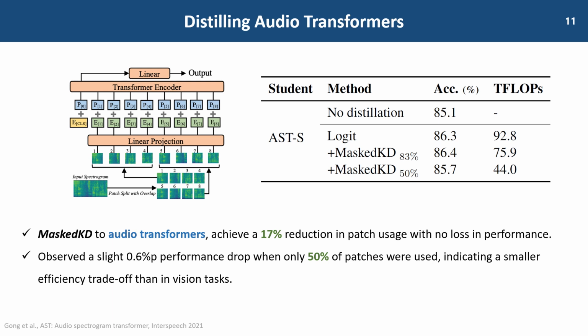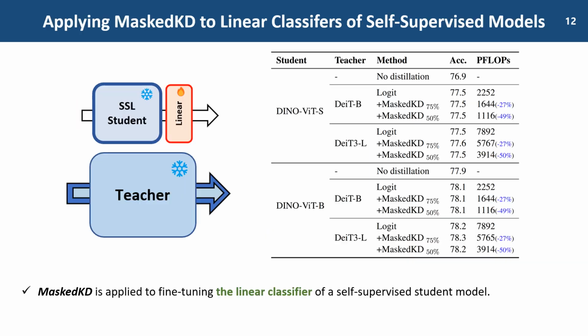We tested MaskedKD in a different domain, especially in audio. When applied to the AST model, it achieved a 17% reduction in patch usage without performance loss. But there is a slight performance drop when using only 50% of patches. Next, we examined whether MaskedKD performs well in a recent approach where only the final layer is updated instead of full fine-tuning.